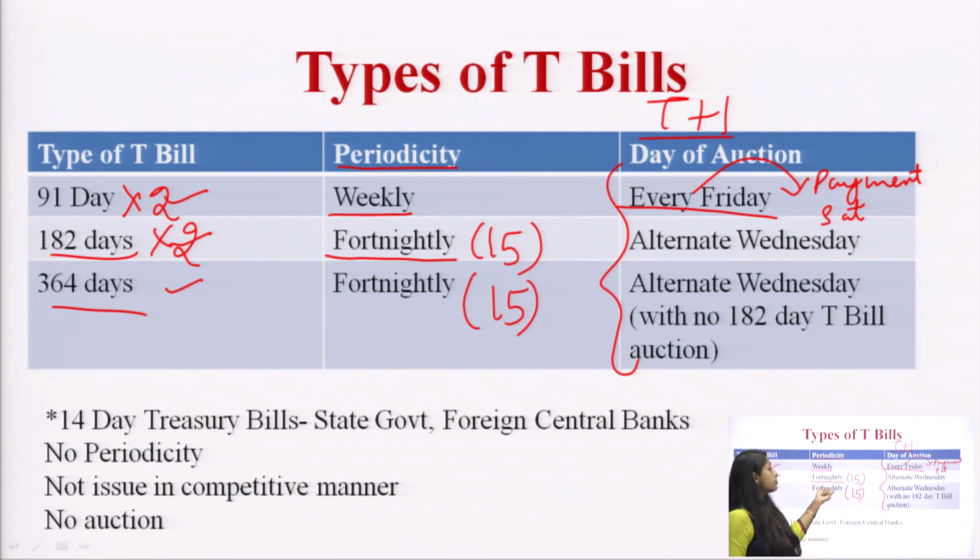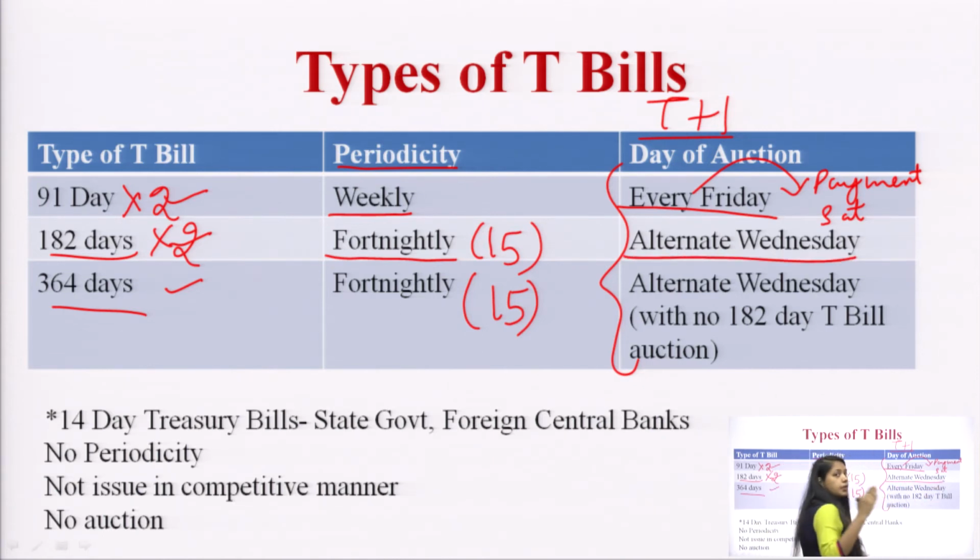The second thing is fortnightly. Fortnightly means every 2 weeks. Now, every 2 weeks there will be 2 Wednesdays. So on one Wednesday the transaction will take place for the 182 days T-bill, and on another Wednesday the transaction will take place for 364 days. Over here it is written alternate Wednesday, leaving one Wednesday of this week and then taking place, then leaving the Wednesday, then taking place. However, in this case, it is the alternate Wednesday where the 182 days T-bill is not taking place.